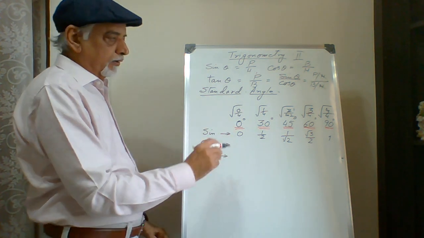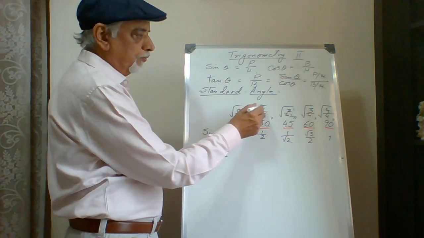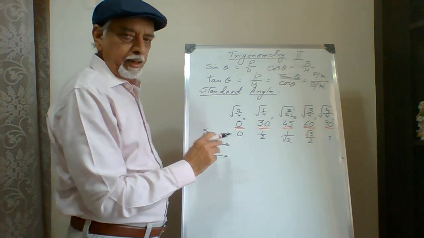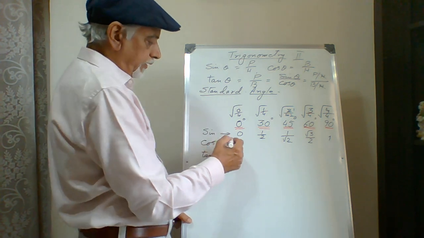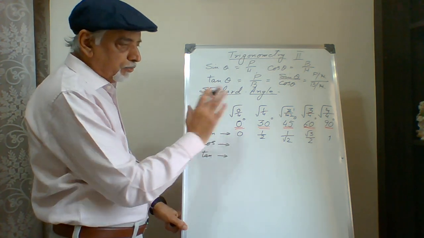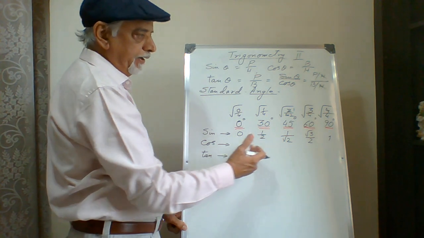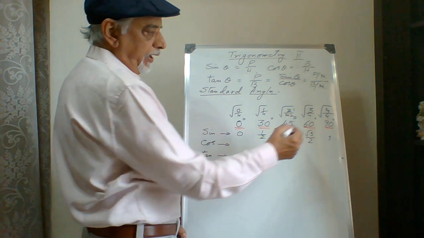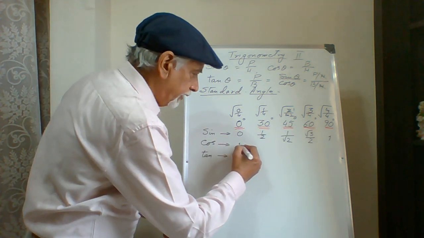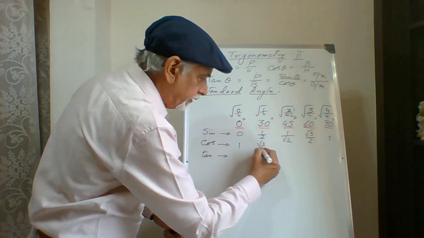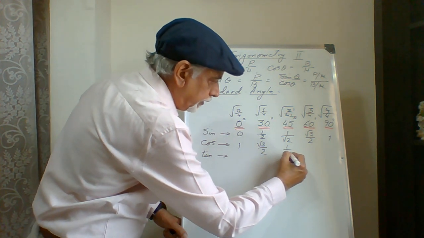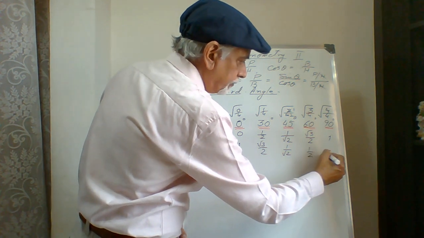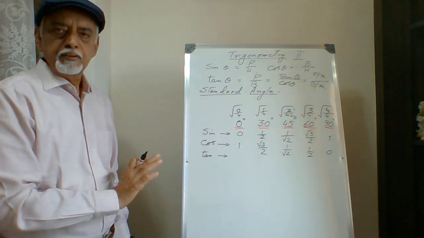So simply, see what I did. I wrote 0, 1, 2, 3, 4. Then I divided all the numbers by 4 and took the square root. Similarly, for the cos, you need not do anything. You simply reverse writing this line. The line which you have written from left to right, now you write from right to left. So 1 will come here, then root 3 by 2 will come here. 1 over root 2 remains static at this position, then comes your half, and then comes your 0. This is what is cosine.